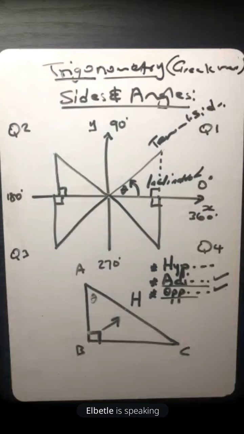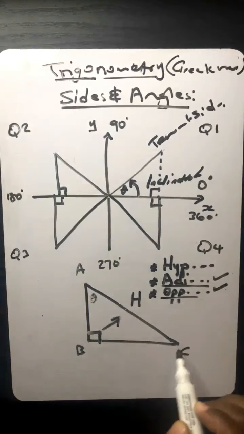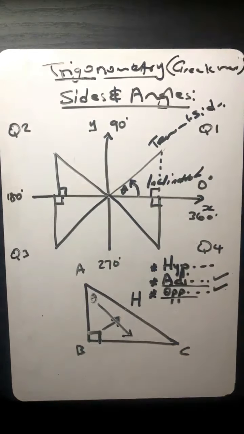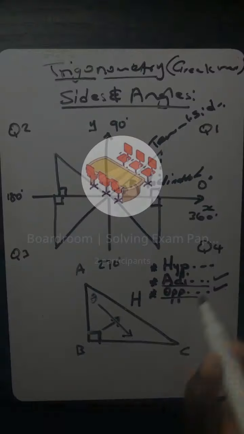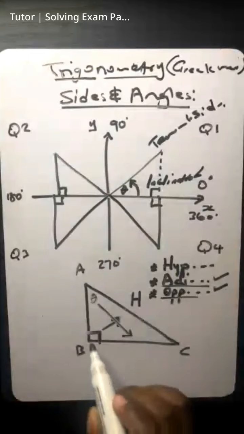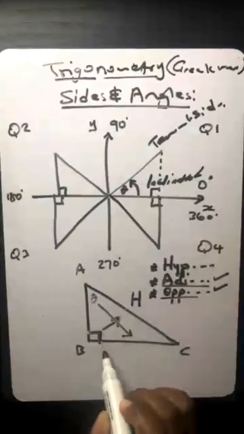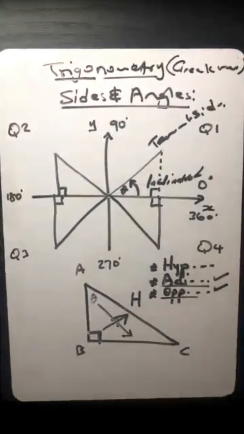AB. Side AB. And BC is opposite. Opposite to what? Opposite to the angle. So that means in a right angled triangle, the moment they say this is a right angle, which is 90 degrees, then it means automatically this is your hypotenuse. Then you can't talk further because that's all that you know.